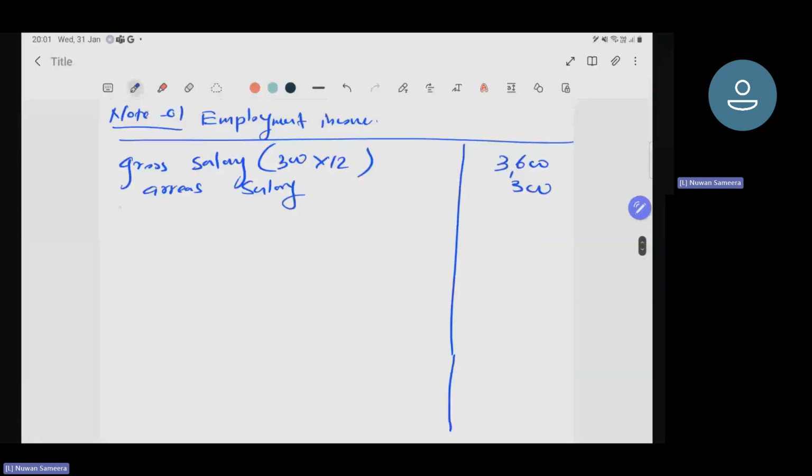In this case, the company has provided him a car with fuel, right? So vehicle benefit, for car 20,000, fuel 20,000, altogether 40 into 12 months. So 40 into 12, 480,000. The rupees in thousand, right? You can understand that.